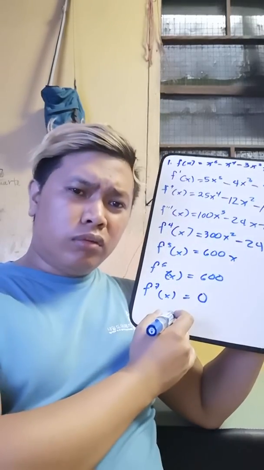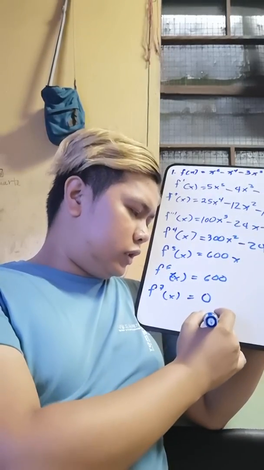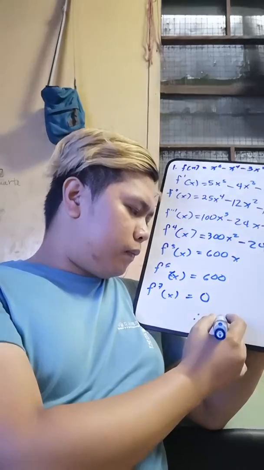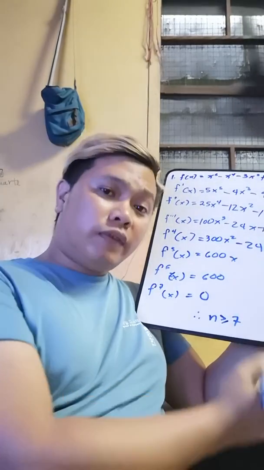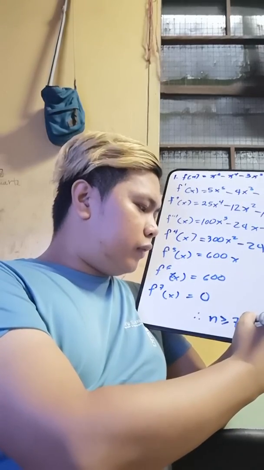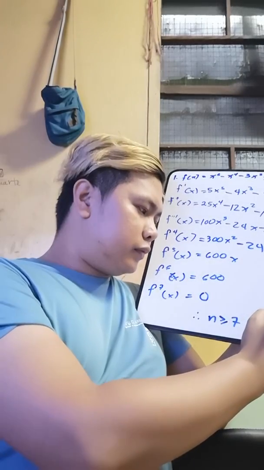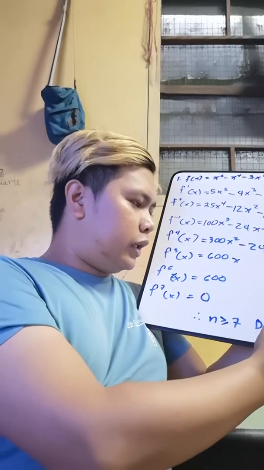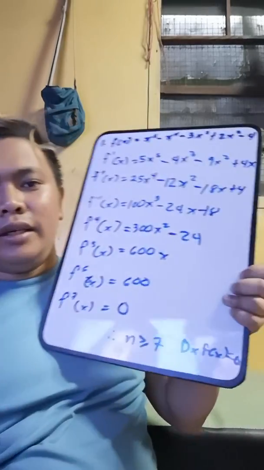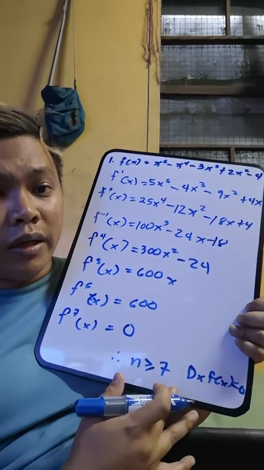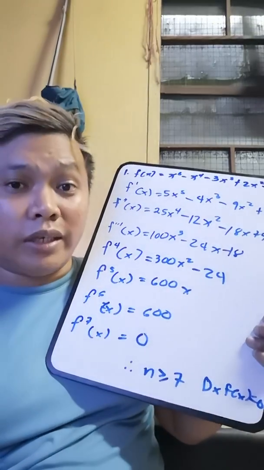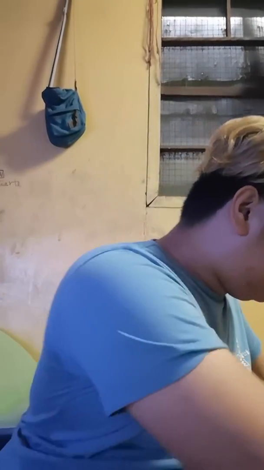You can conclude it as well, or you can generalize this, that therefore, if n is greater than or equal to 7, the derivative of f of x is 0 already. Okay? If our n is greater than or equal to 7, the derivative of f of x is already 0. Okay? Let's try another example.